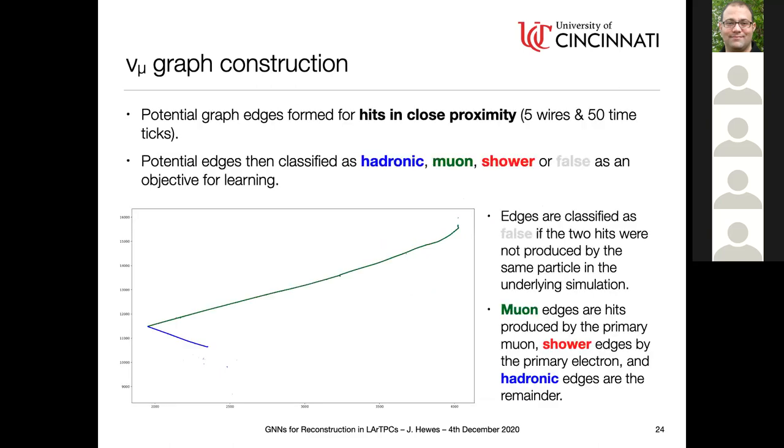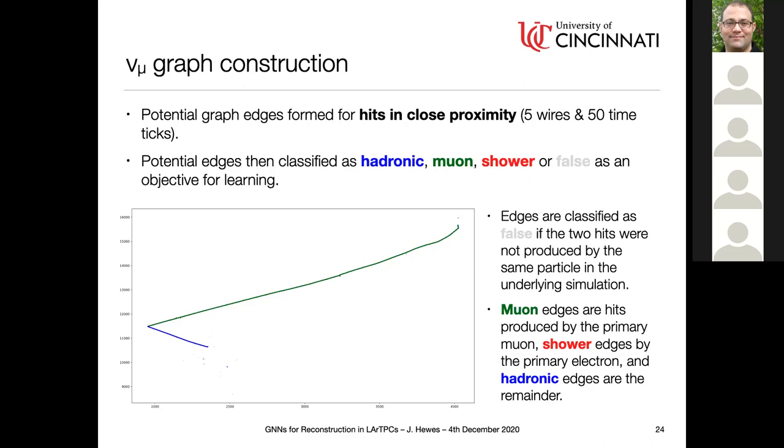In terms of the new graph, the way we approached this problem was not just to classify true or false edges as Heptrix had done, but to try to classify them with a set of flavored scores. So we draw these potential edges for hits within 5 wires and 50 time ticks of each other, and classify them in truth as hadronic, muonic, EM shower, or false. And that's the objective we give to the network for learning. The edges are false if the two hits weren't produced by the same underlying particle in the simulation.